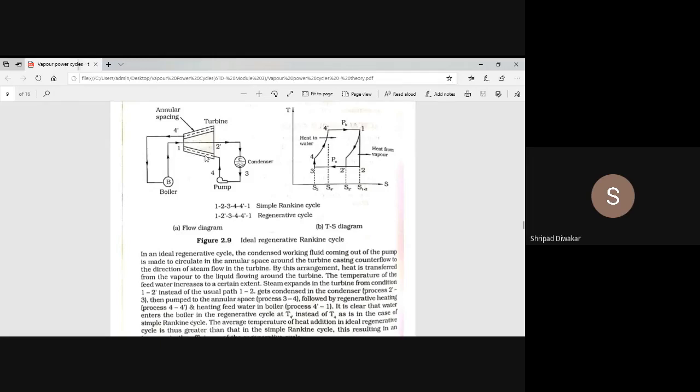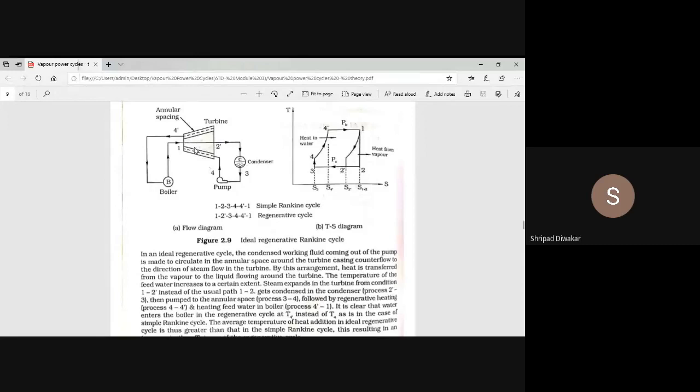Here the condition is water, and in the turbine we have steam as the working fluid. The condensate coming out from the pump, rather than passing through the boiler directly, enters the circular annular spacing in the turbine. Here this is the water, and it comes in contact with the vapor. We know that in a steam turbine, the working fluid is steam. So the water coming out from the condenser exchanges heat with the steam.